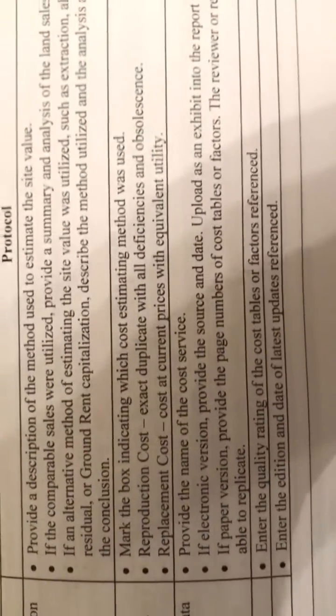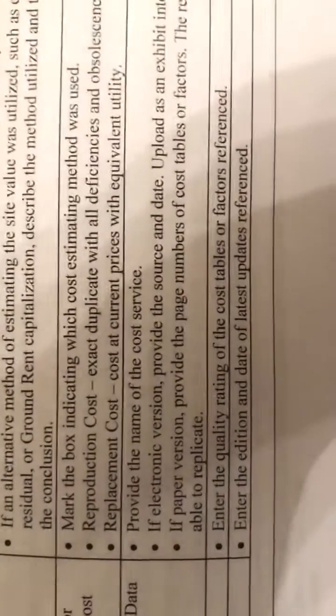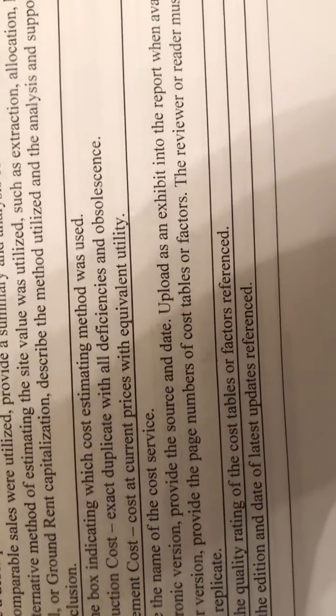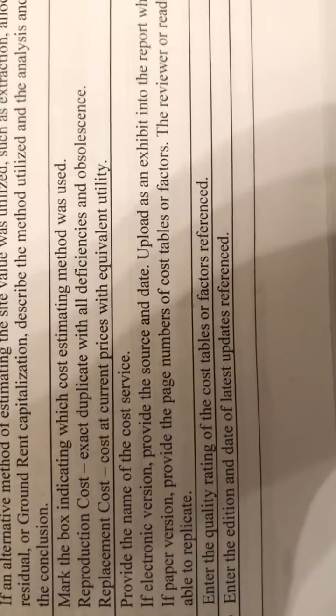Field: Reproduction or replacement cost. Protocol: Mark the box indicating which cost estimating method was used. Reproduction cost: Exact duplicate with all deficiencies and obsolescence. Replacement cost: Cost at current prices with equivalent utility.